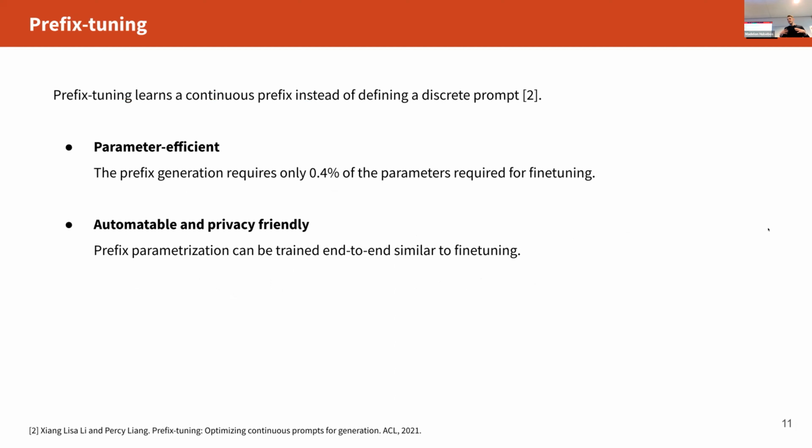So if we learn this continuous prefix compared to creating this discrete prompt, this means that it's really parameter efficient, because you only require 0.4% of the parameters compared to fully fine-tuning, where you optimize all your parameters. But it's still automatable and privacy-friendly, because you do it through an automated training procedure and you don't need a human in the loop to manually construct these prompts. So it sounds like it's the best of both worlds.